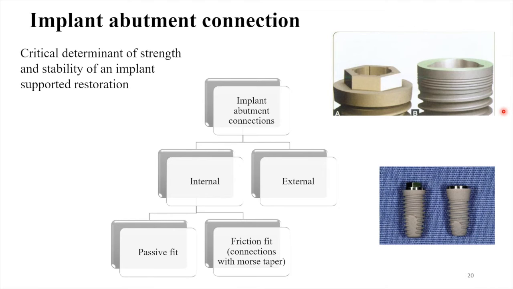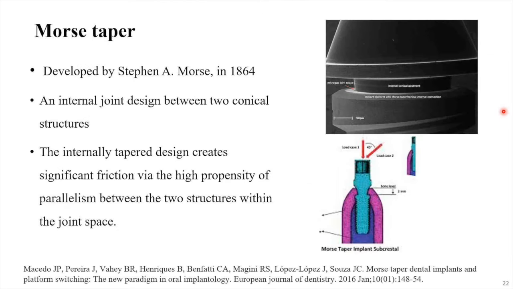Internal connection could be passive fit, where there's a mild space between the components, or friction fit, as in Morse taper. Morse taper was developed by Stephen Morse in 1864. It's an internal joint design between two conical structures. The internally tapered design creates significant friction via high propensity of parallelism between the two structures within the joint space.